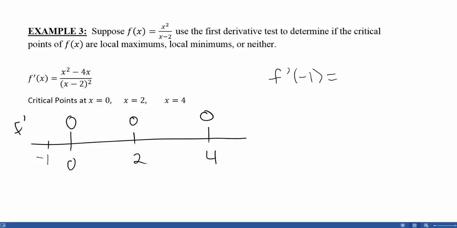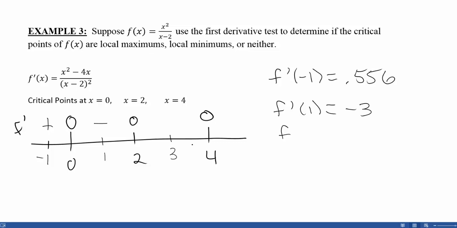When I plug -1 in, I'm going to get positive 0.556 rounded. I can round pretty early here because I'm really just concerned with whether the number is positive or negative. So even though the number is really small, it was a small positive number. I'm going to test something between 0 and 2. So I'm going to try 1 here. So if I plug a 1 into the first derivative, I'm going to get -3. So again, I know that everything between 0 and 2 is going to be negative when plugged into the first derivative.